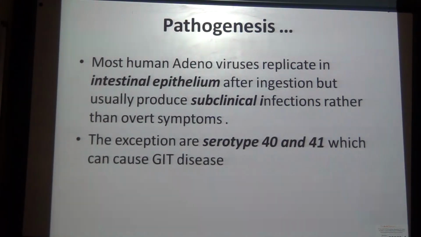The adenoviruses which cause human diseases mostly replicate in intestinal epithelium after ingestion, but they produce subclinical infections rather than overt symptoms, except serotype 40 and serotype 41, which can cause gastrointestinal diseases.